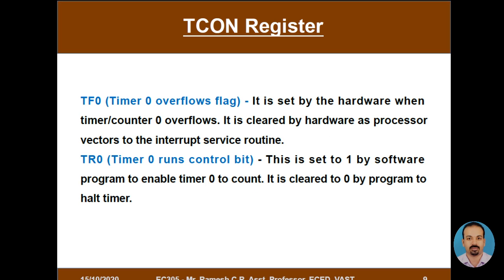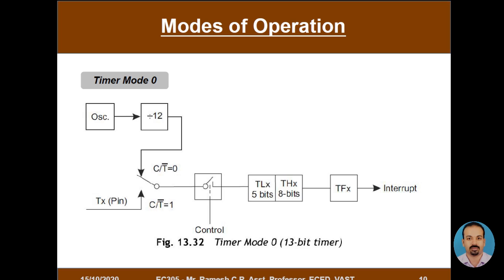So the upper 4 bits are only used for the control of the timer, and the lower 4 bits of this register are generally used in the interrupt case. So we will be discussing those bits in detail while we discuss the interrupt programming in 8051. Okay, now let's discuss in detail the modes of operation.